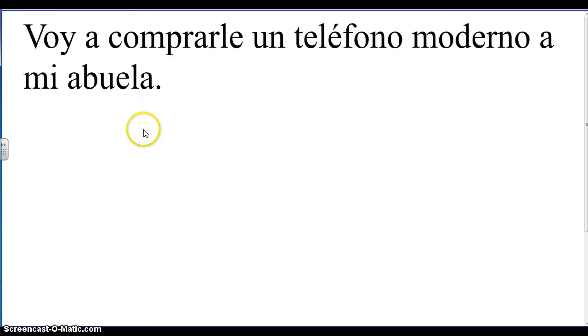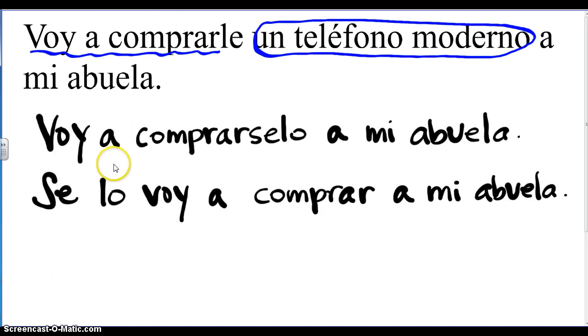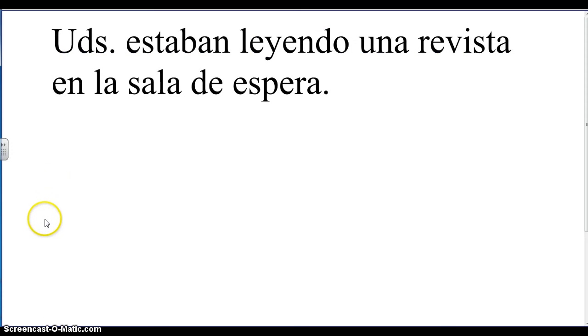Okay, now I want you to pause the video and rewrite this one with DOPs and IOPs. If it's possible to write it both ways, please write it both ways. Okay, the verb is voy a comprarle. It's an infinitive. I'm buying a modern telephone, so your 2 options, both are correct. Voy a comprárselo, I forgot the accent, needs an accent right there, a mi abuela, or se lo voy a comprar a mi abuela.